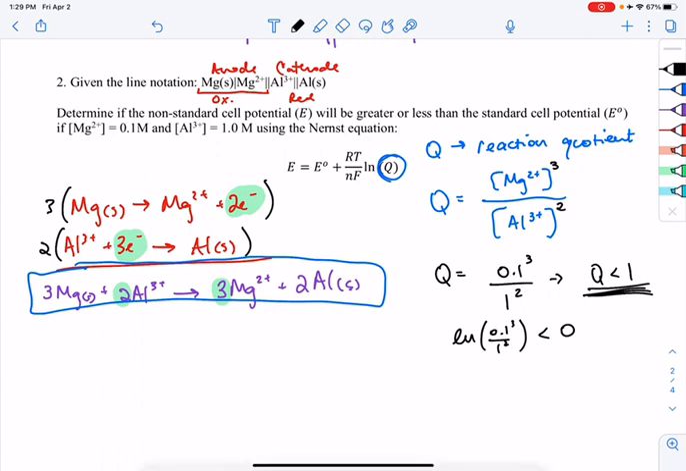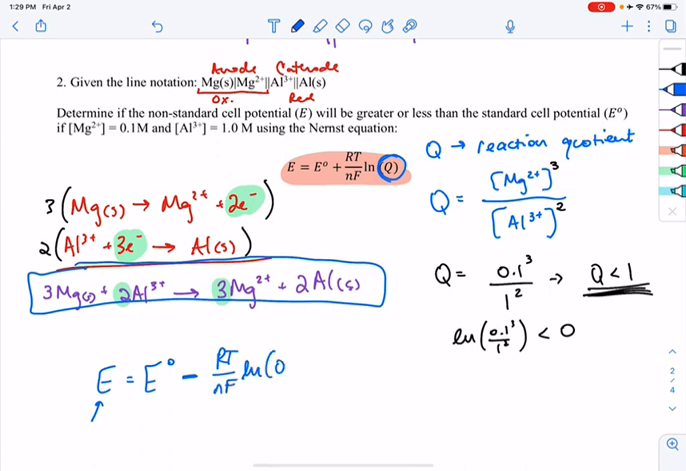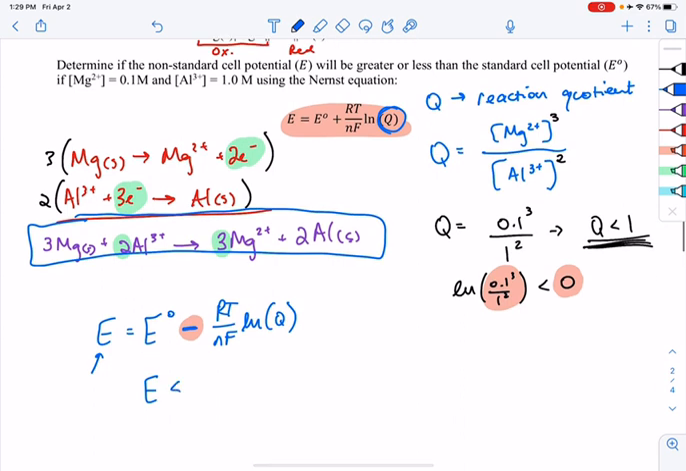That's the same thing as saying, the natural log of a fraction is negative. So because of that, what the Nernst equation is going to start looking like is we have the non-standard cell potential, right, which we know is non-standard because it doesn't have that little knot. We have the standard cell potential, and then this is going to end up being a minus here. So minus RT over NF ln of Q. The reason why we have a negative sign here is because the natural log of a number smaller than 1 is going to be less than 0. So what this means is that the non-standard cell potential E will ultimately be less than the standard cell potential.